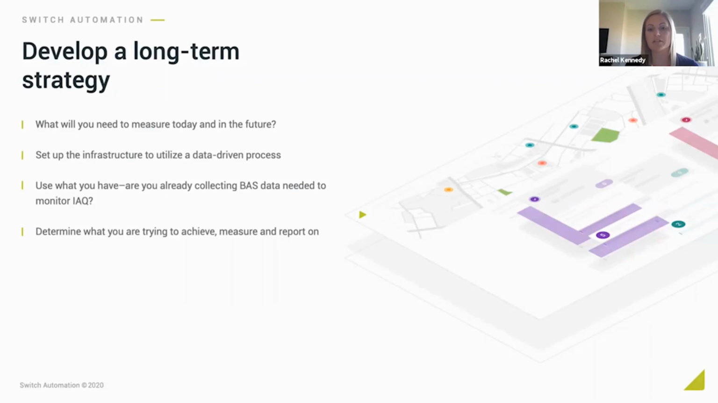Ultimately, you want to determine what you are trying to achieve and how you're measuring it. And then you want to develop a way to visualize it so you can effectively use it to action it and be informative in real time.